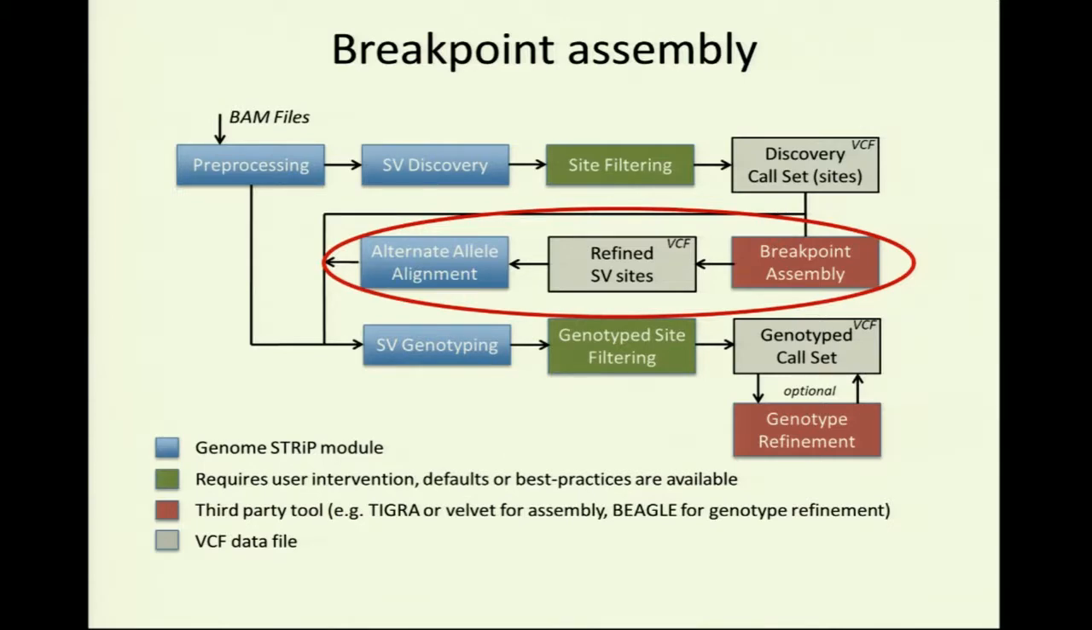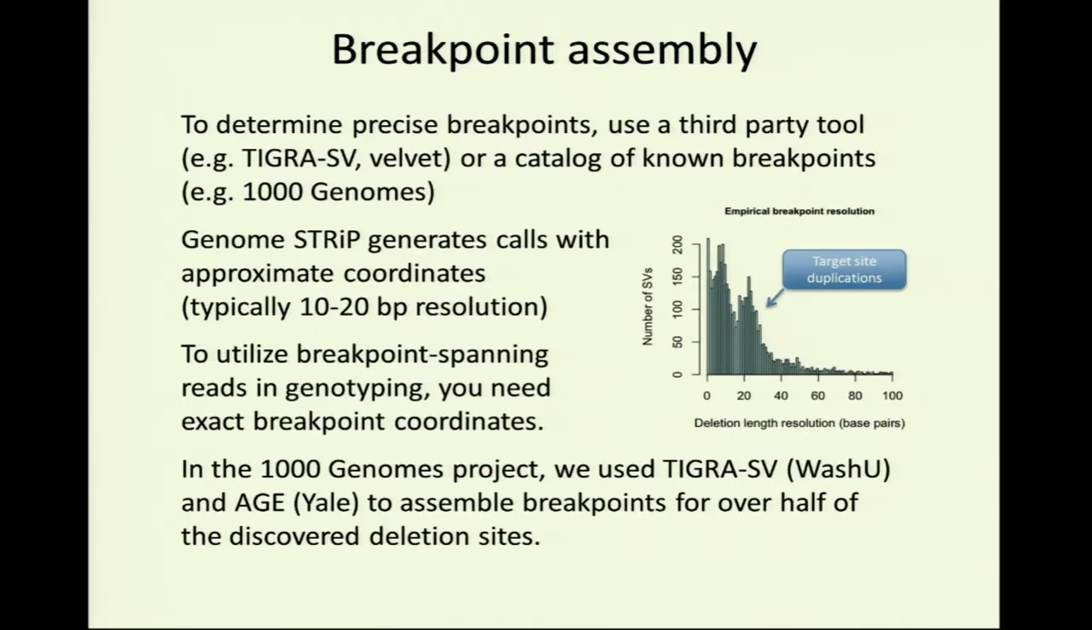So breakpoint assembly, as I mentioned, is not something that's directly supported in Genome STRiP. You have to use some third-party tool if you want to do this. For example, in 1,000 Genomes, we used Tigra-SV, but you could also use something like Velvet, or you could consult a catalog of known breakpoints. For example, you could use the breakpoints that were found in 1,000 Genomes. In general, Genome STRiP gets very close to getting the breakpoint right. Typically, we're within 10 to 20 base pairs of the actual location of the breakpoint.